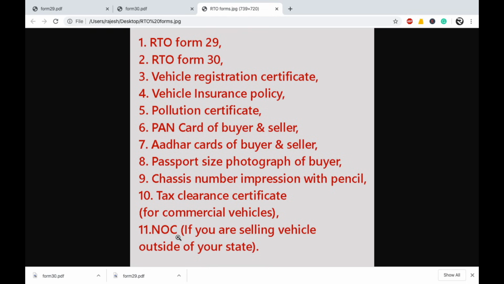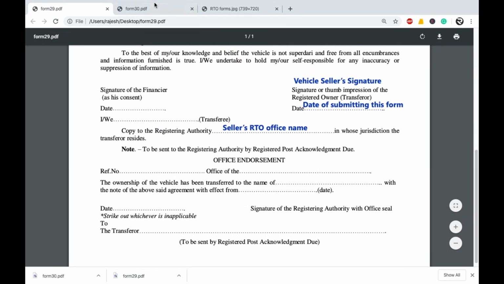And NOC. If you are selling your vehicle to any person outside of your state, then you need to submit this NOC. Otherwise, you don't need to submit NOC also. So this is the process of filling RTO Forms 29 and RTO Forms 30.